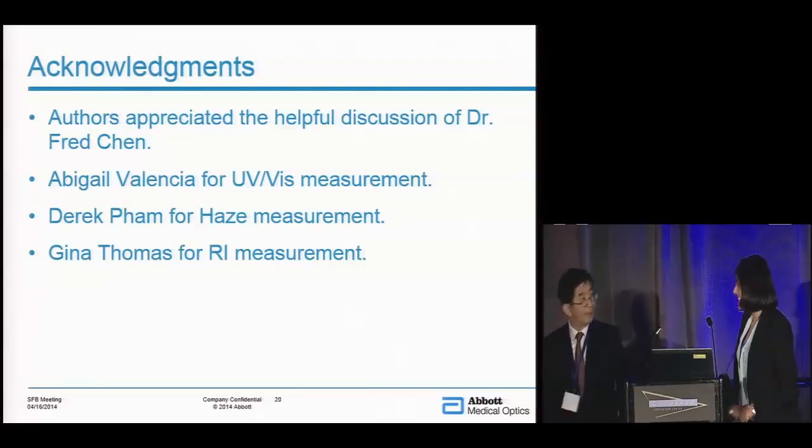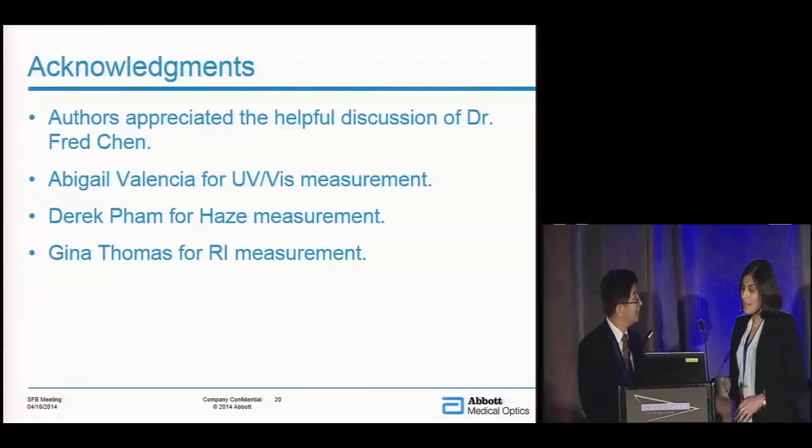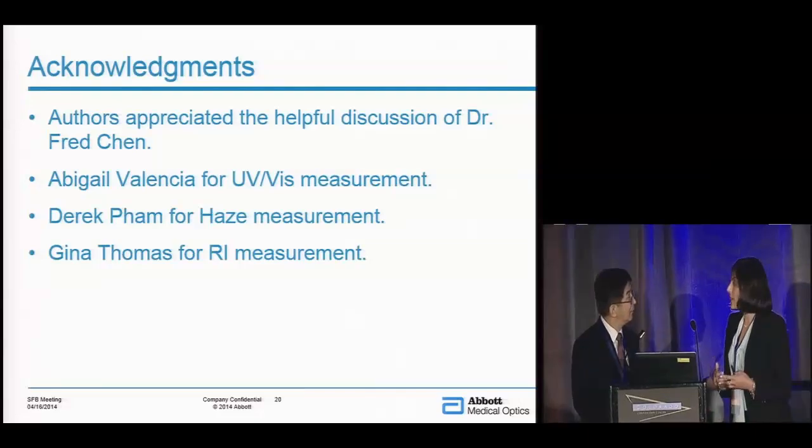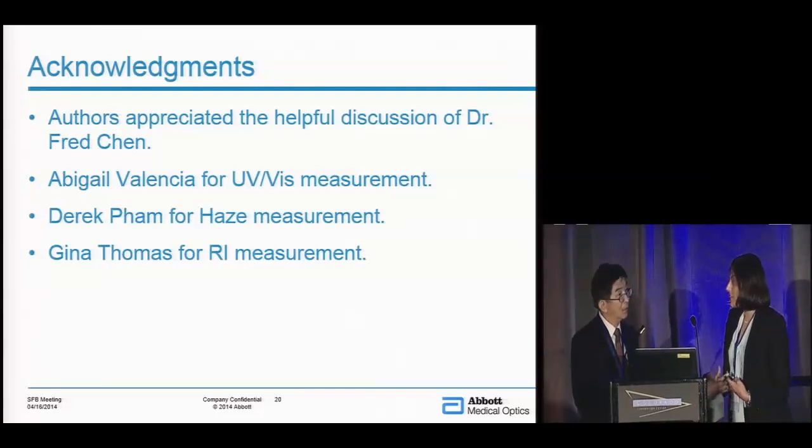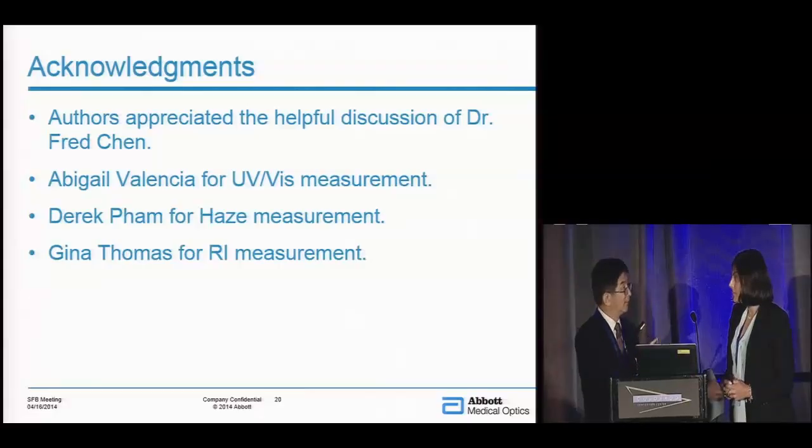Ken, I have a question, actually. In your, I think it was slide number 14, you had shown that in some of the batches the haze levels are very similar. Can you visually see a difference? Yeah, basically, if your haze level is from 6 to 28, you can see a visual difference. From 6 to 10, it's very difficult to see the difference.